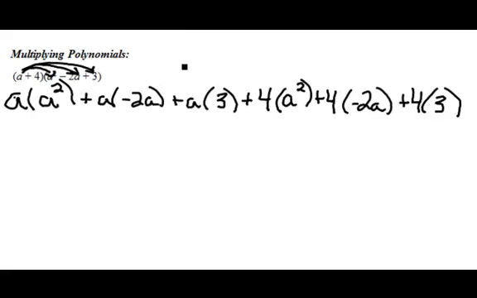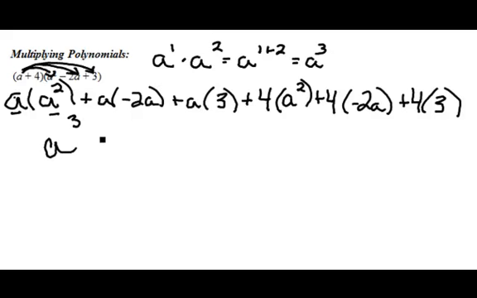Now when I go through here and multiply, remember the rule for multiplying powers that have the same base: we have to add the exponents. So if I have an a, remember that's like a to the first power, and I'm multiplying that by an a squared, I'm going to take a to the 1 plus 2, which gives me a cubed for my first term. Now a times a negative 2a, I'm going to put my coefficient, negative 2, out front, and then a times a gives me a squared. A times 3 is plus 3a.